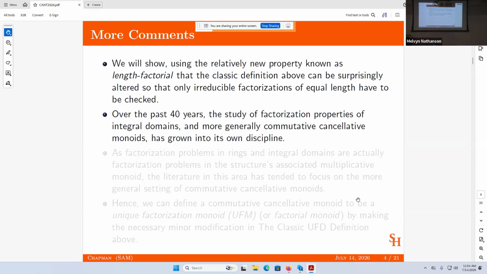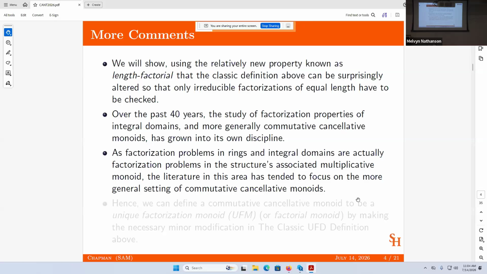The area that this comes out of, Alfred and David spoke yesterday about factorization material. So over the past 40 years, these problems have grown into their own discipline. And most of what is done is in more generality, in a commutative cancellative monoid, which is what the multiplicative part of an integral domain really is. So most of the things in the literature are stated in more generality in terms of monoids. And I'll begin in that manner today and kind of pull back eventually.